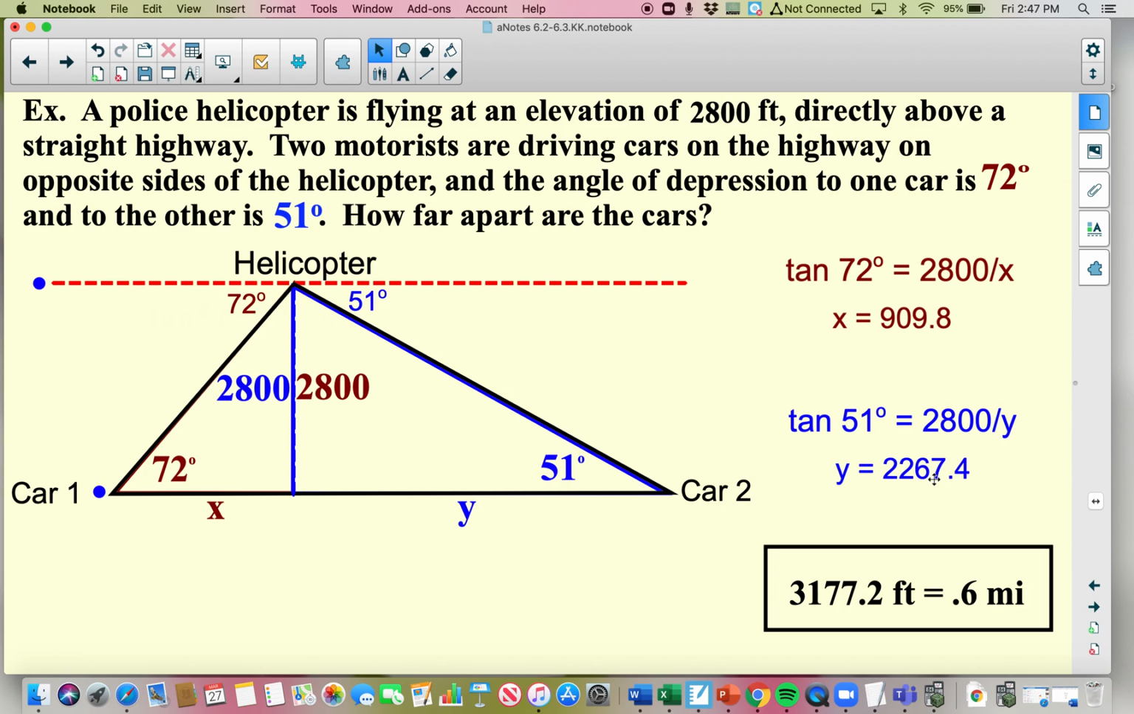I also converted it to miles if that makes more visual sense to you, but you don't have to do that. Really the big idea here is making sure that you can visualize the picture correctly, which sometimes is the challenge. Otherwise, it's just setting up trig ratios that you have been doing for quite a while.